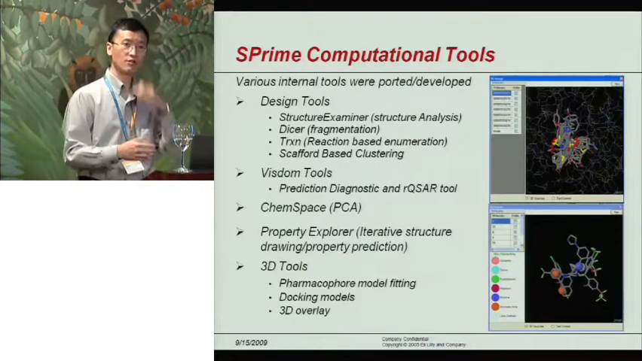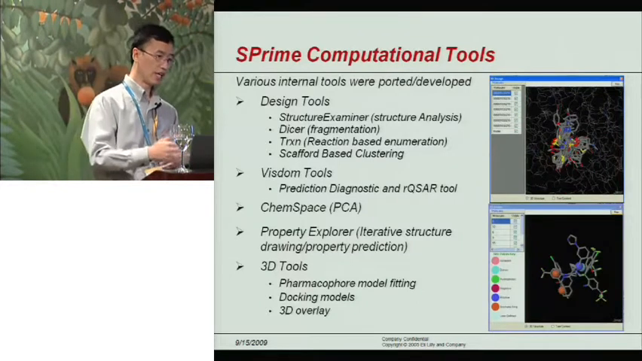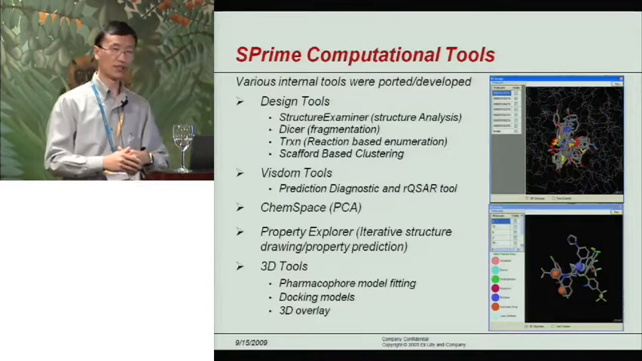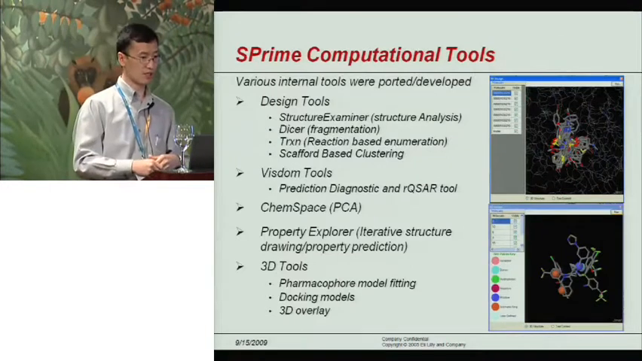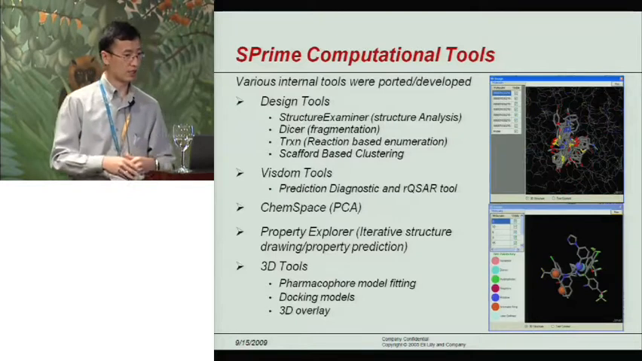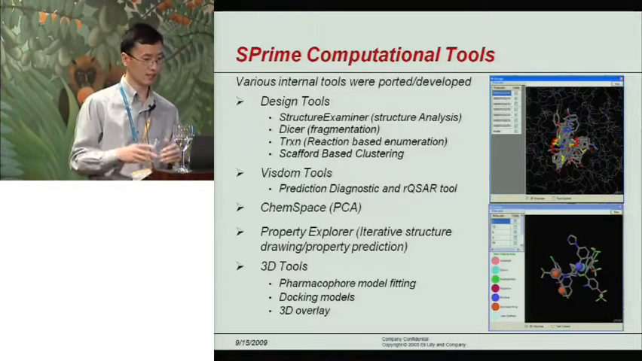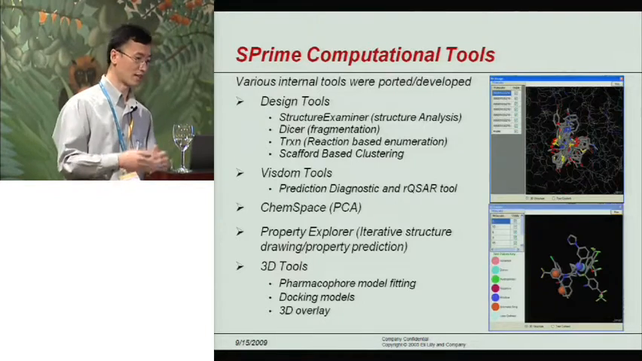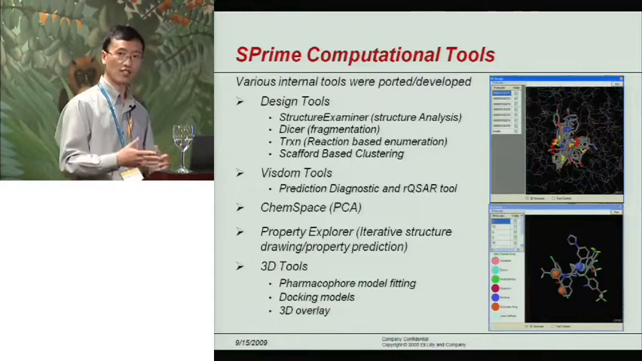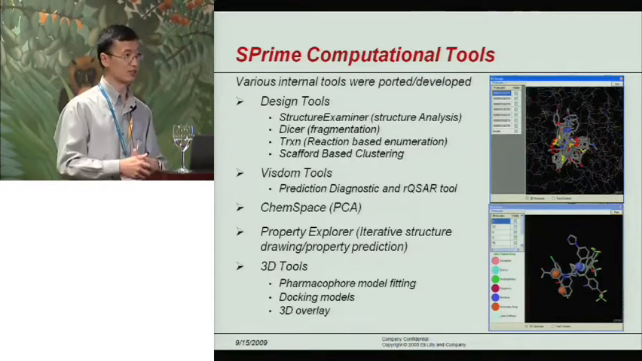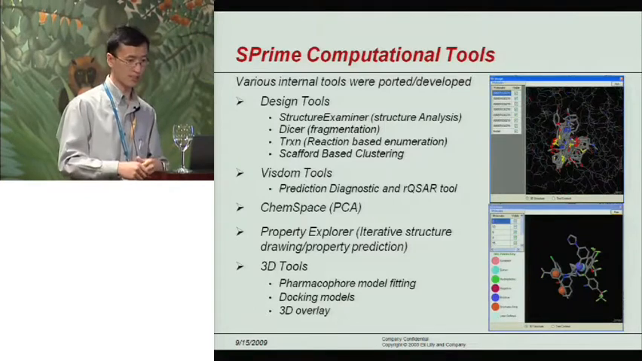So we have three entities: compound set, model, and tool. We have a lot of internal tools built by the developers inside SPrime, like a design tool, a structure examiner, which is kind of structure analysis or SAR analyzer, and Dicer, which is a fragmentation tool. And a TI action, like your reactor, but it's just internal C++ code. We can do some scaffold-based clustering.